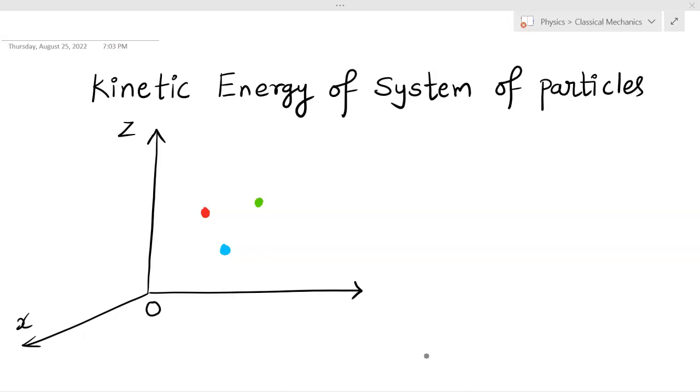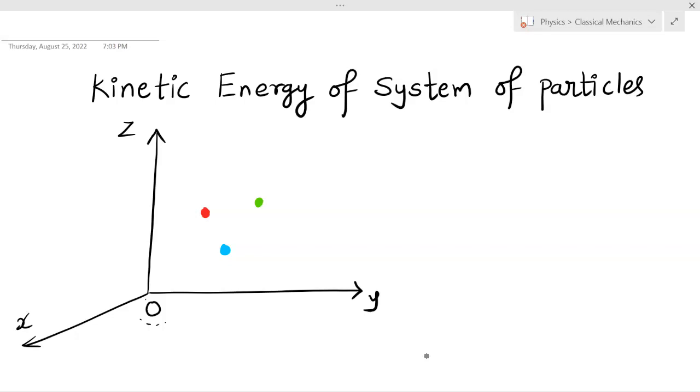So in this session we are going to talk about the kinetic energy of the system of particles. So we will see how the expression of the kinetic energy of a system of particles looks like. Here again I have taken a system like this. This is a coordinate system. This is the origin over here, and there are these three particles shown with different colors. Actually my system consists of many particles, but I have not shown all the particles for convenience.